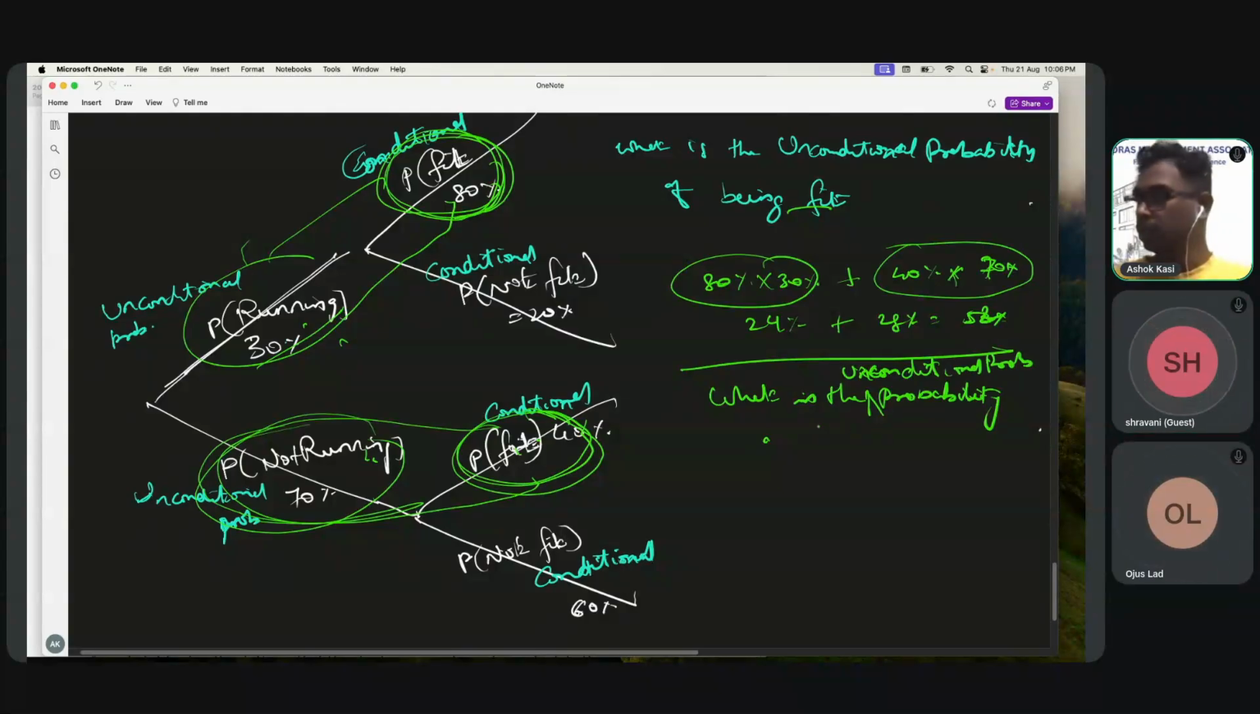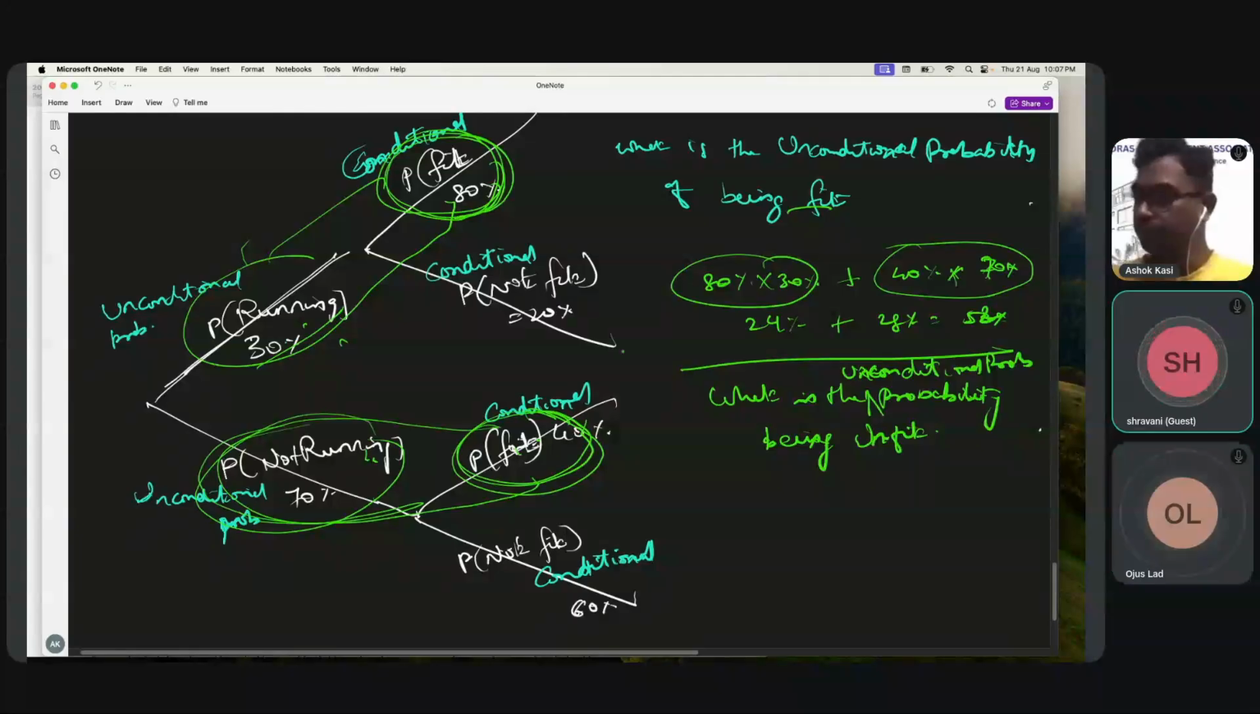What is the unconditional probability of being unfit? Can you try? Unfit, as in not fit. Not 48%. So okay, it will be just 1 minus 52, right? You can do it that way as well. Yeah, that is also fine. But right now, let's go with the long cut only.